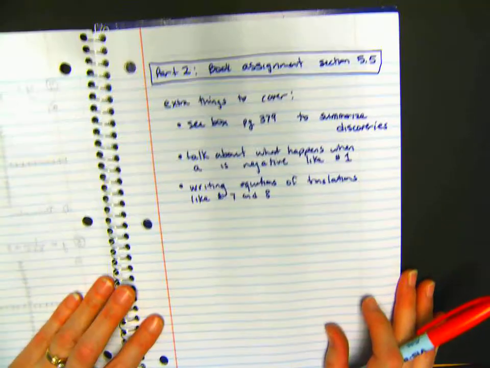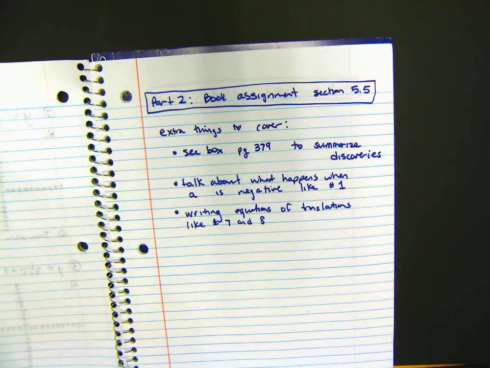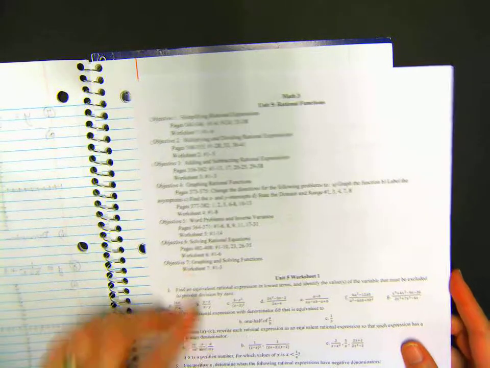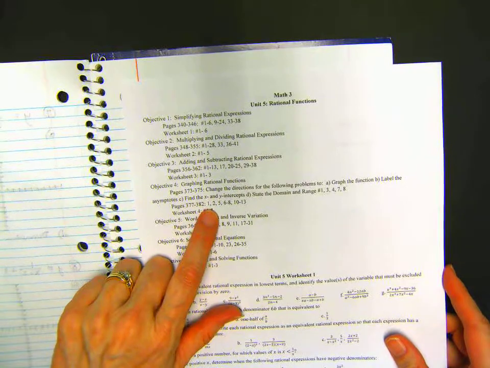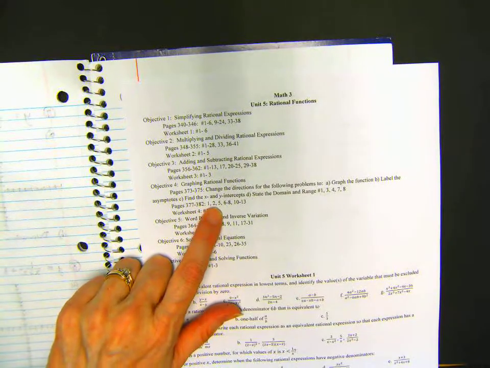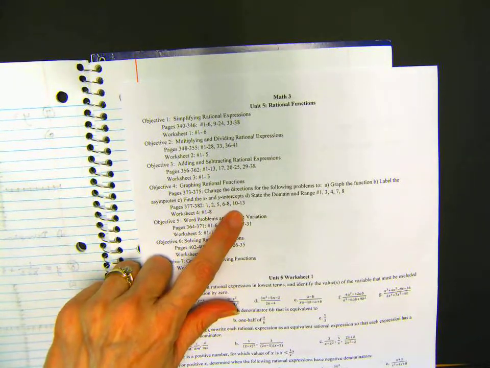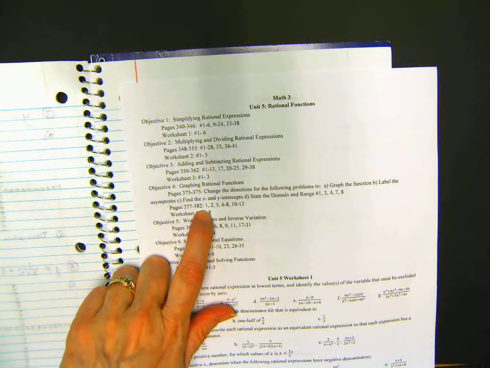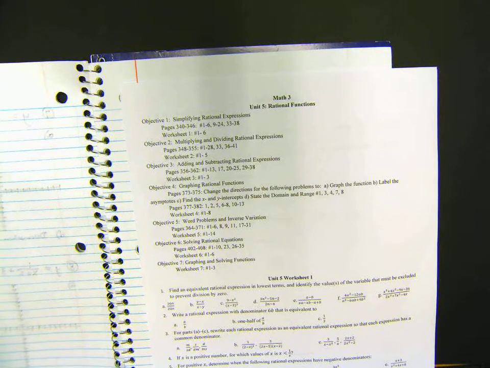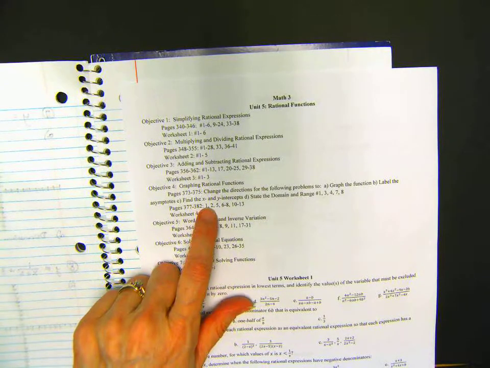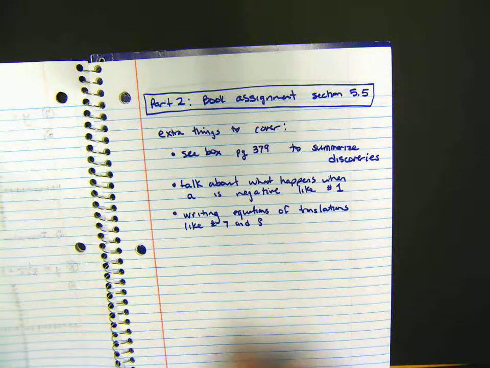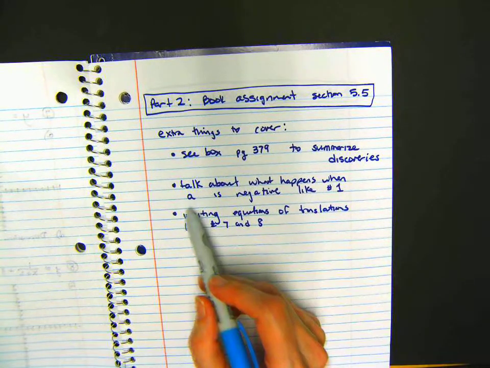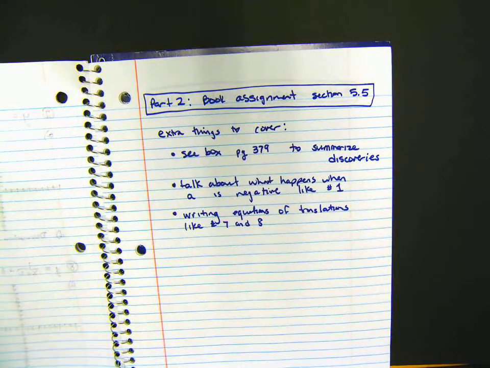The second part is a book assignment, and if you look at the assignment sheet, the book assignment says 1, 2, 5, 6 through 8, 10 through 13. This is a reasonable length assignment. After having done that exploration, the students aren't quite ready to do the assignment, because what we haven't talked about is what happens when a is negative, like number 1. So let me show you that in the book.